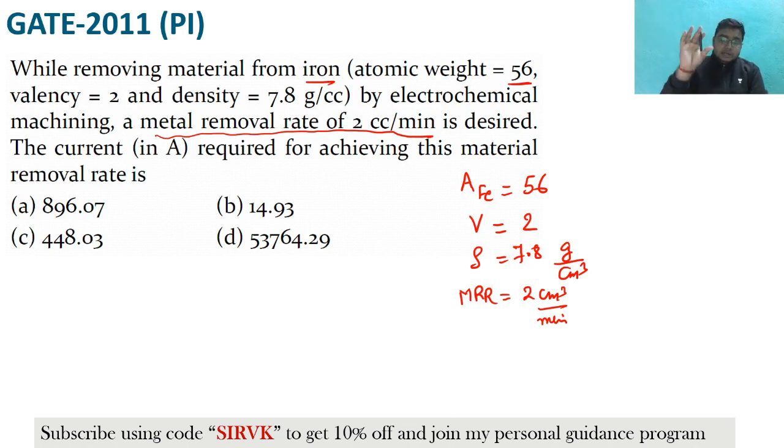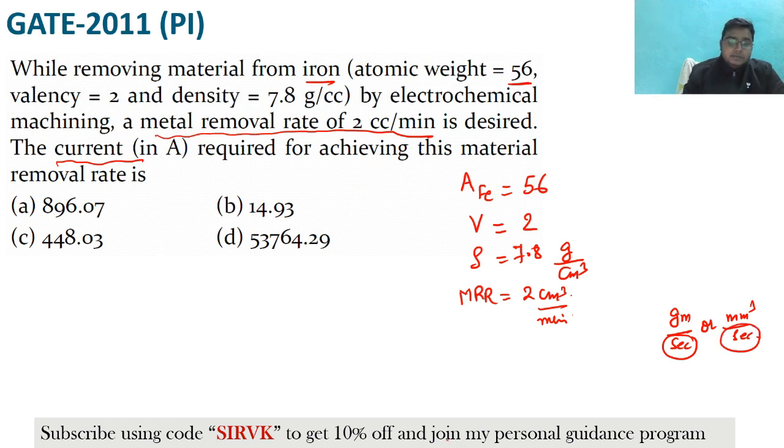So for these kind of conditions, what should be the current? What should be the current to achieve these kind of MRR? So how you can achieve that thing? So first of all, try to understand what is this MRR? This is in centimeter cube per second. Now we have seen that either the MRR in gram per second, or in centimeter cube per second, isn't it? So basically the point is that we have seen it in the per second part, right, not in the minute. So basically we will try to find it.